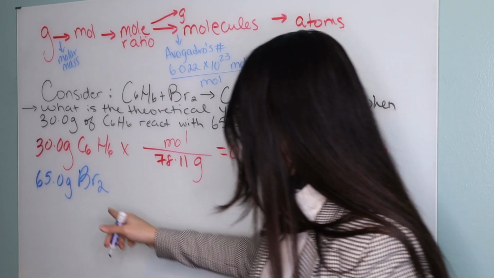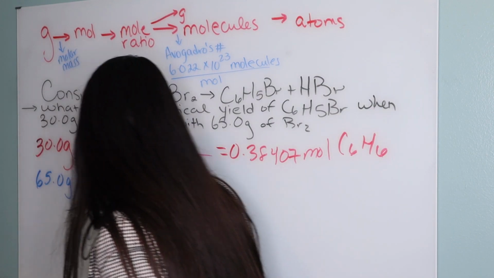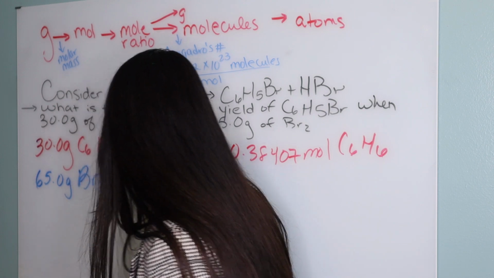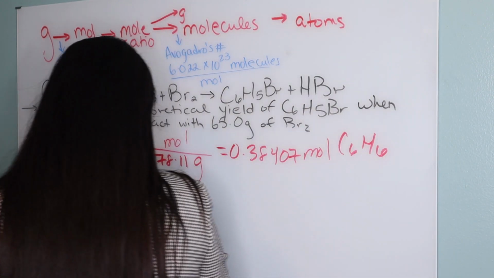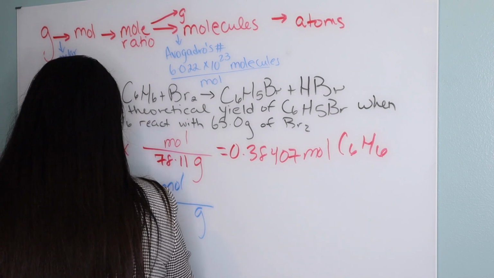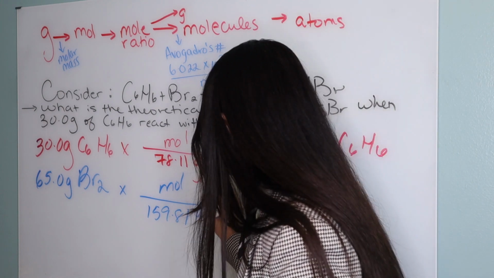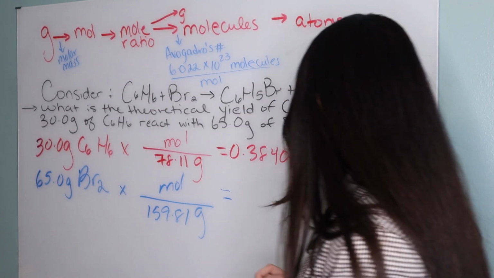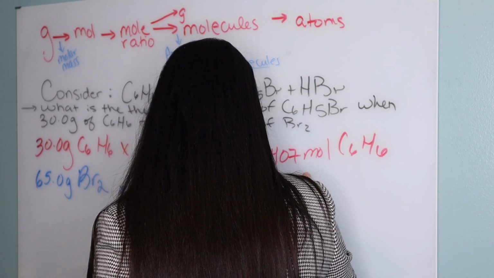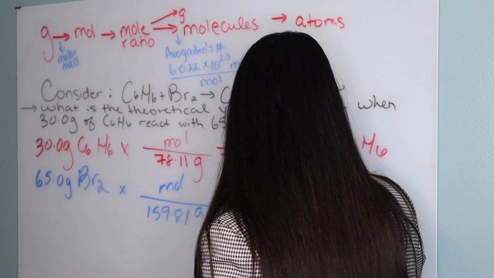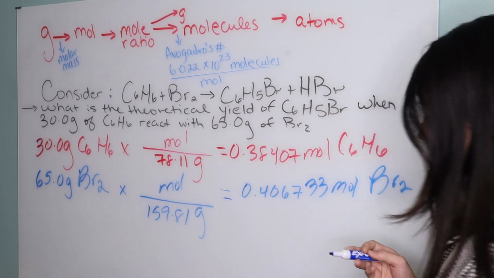Then you're going to go ahead and get this and do the same thing. Go to moles. So I want moles. I want to get rid of grams. And the molar mass is going to be 159.81. You're going to plug this into your calculator. And the answer is going to be 0.406733 moles of the R2.